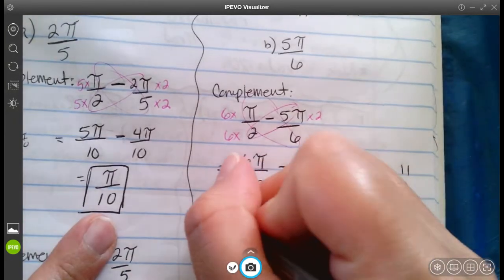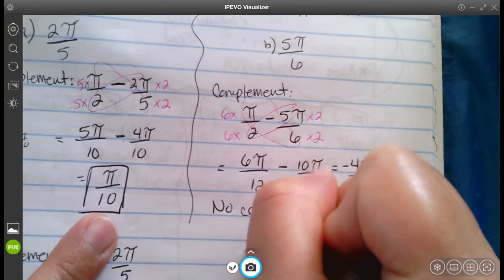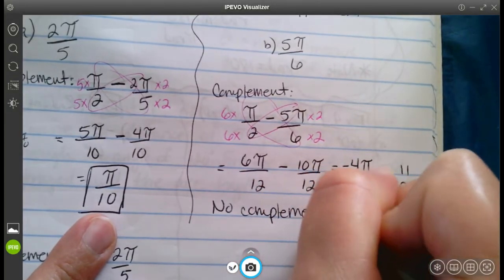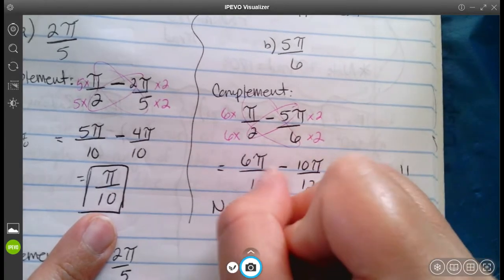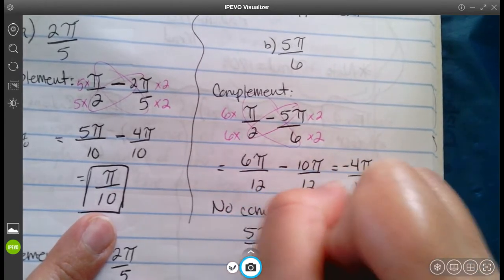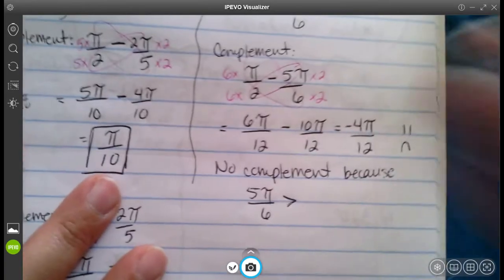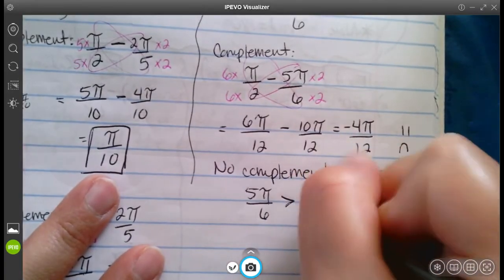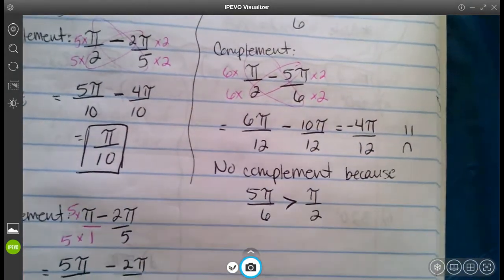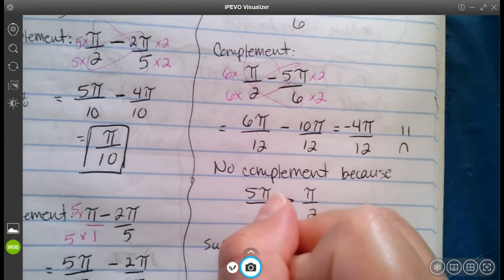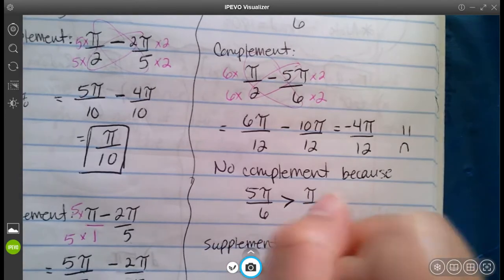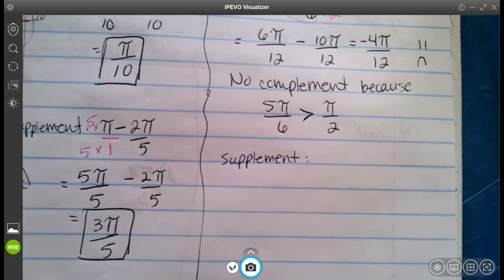So this one has no complement because 5 pi over 6 is greater than pi halves. It's too big. Okay. What about a supplement? Well, we saw where it was located already, so it is good. It's not bigger than 180 or pi. So that means we probably can find one.